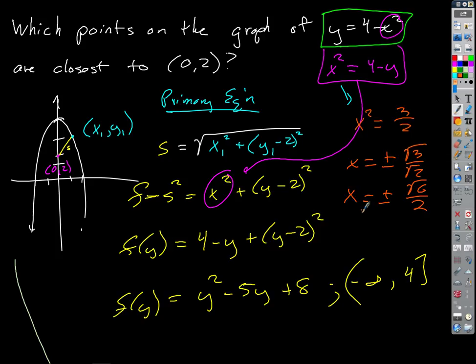Well, doesn't that make sense? I mean, there have to be 2, don't there? Because this function is symmetrical about the y-axis, and so we've got a point there and a point there that share the minimum distance, right? And so we know what the coordinates of those points are. Square root of 6 over 2, 5/2, and negative square root of 6 over 2, 5/2.